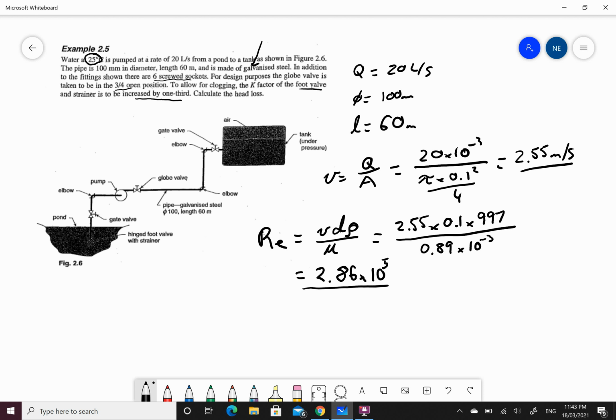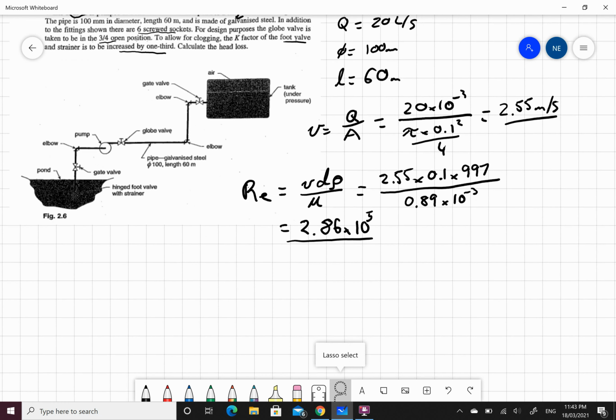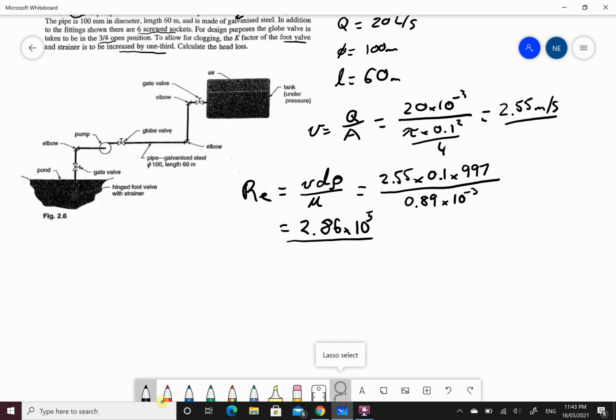Now, what I'm trying to work out here is my loss. So I've got 2 types of losses, remember. I have my loss due to friction in the pipes and my loss due to all of my fittings. So to work out my friction loss, I need my Reynolds number, and I also need my relative roughness. So I need to work out my ER, which is the absolute roughness divided by the diameter. So the diameter is 100 millimeters. That's the pipe diameter.